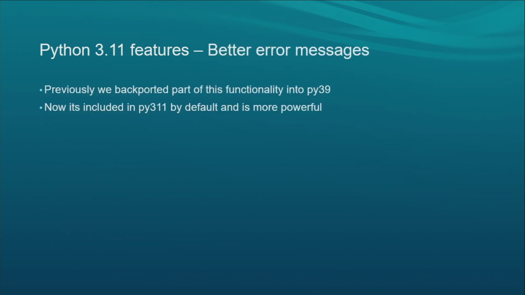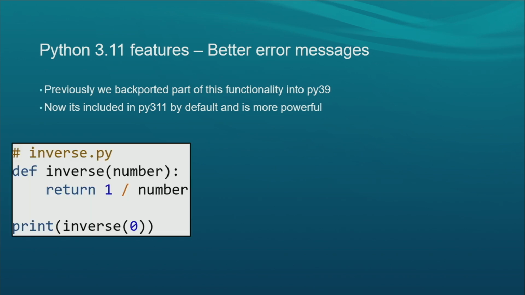So better error messages, what do I mean by that? Previously, we had tried to backport some of this functionality into our Py 3.9 that we shipped, but it wasn't as good as what you'll see once you actually have the Py 3.11 default support. So let's take this inverse.py function, very, very simple, taking an inverse of a number. I think you could probably already see the error. You can't take an inverse of 0.